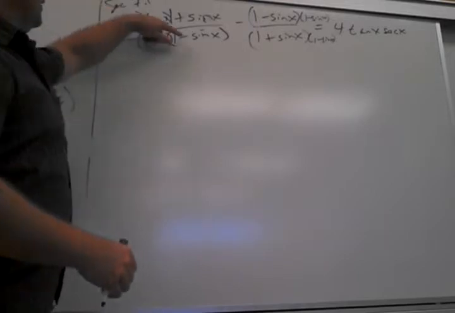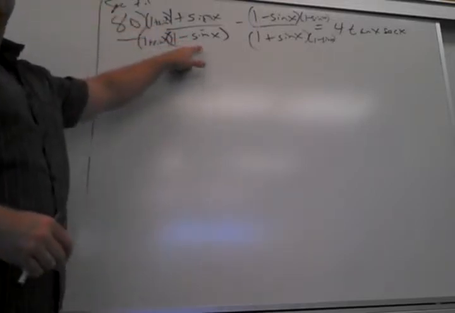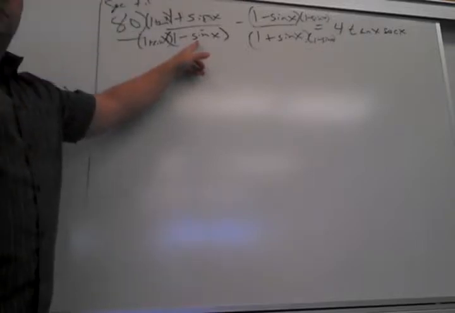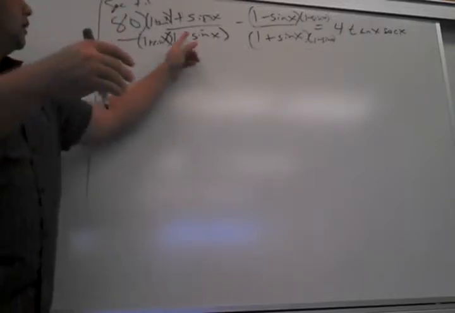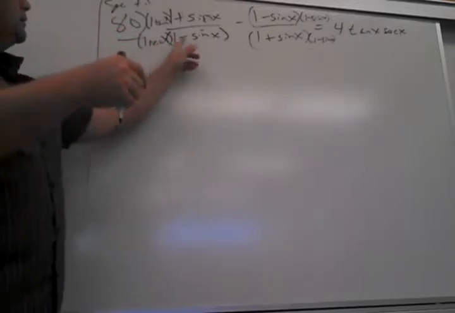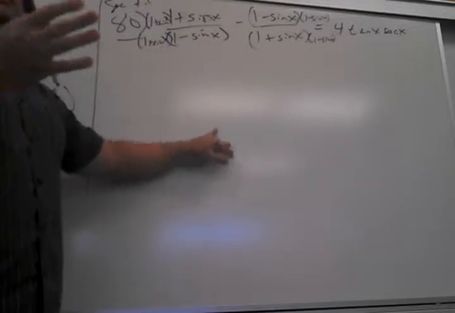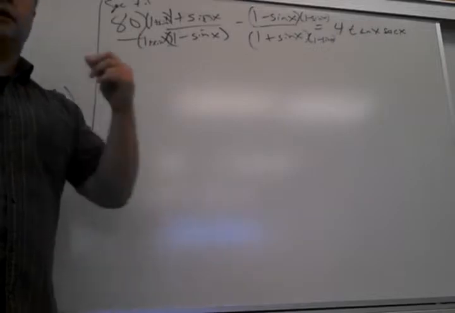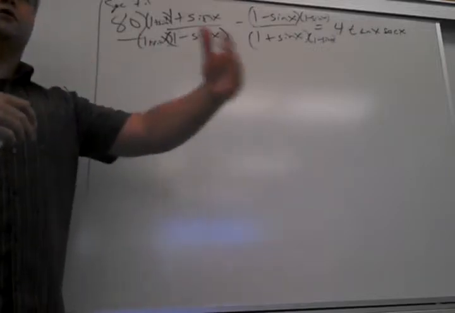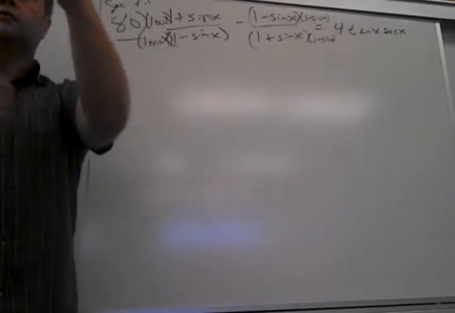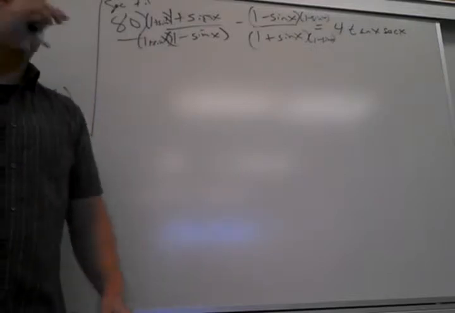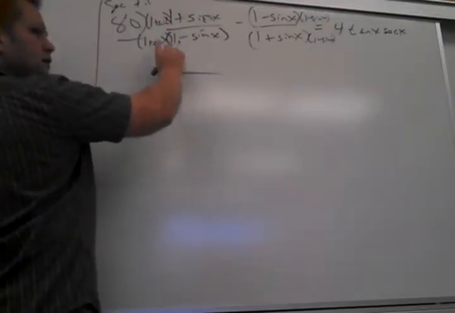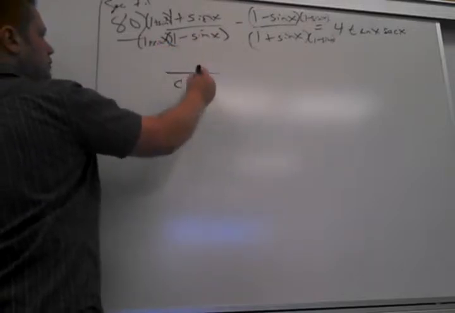So the bottom, what's really kind of nice about the bottom? It's a difference of squares. It's a conjugate. So I get 1 minus sine squared, which is cosine squared. 1 minus sine squared is cosine squared, because those two together make 1. Is everybody cool with that? This would be 1 minus sine squared, which is cosine squared.